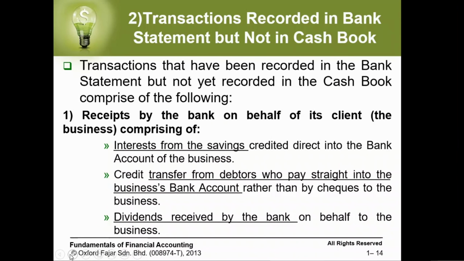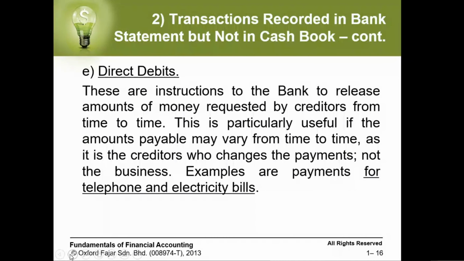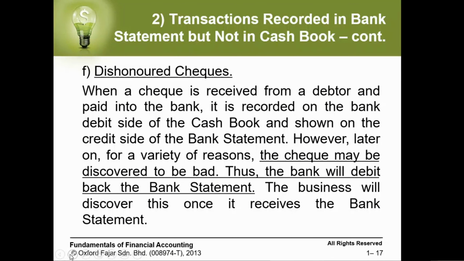The second type we talk about is a transaction recorded in the bank but not recorded in your system. As an example, receipts by the bank on behalf of its clients, like some interest, some dividends, or cash credit from debtors, which they pay directly to the bank. We also have the other kind, which is a transaction being cut from your bank account, the debit side, which means the money gets out from your bank account but you don't know about it yet. As examples, charges for some services by the bank, standing orders, direct debits, and dishonoured checks.